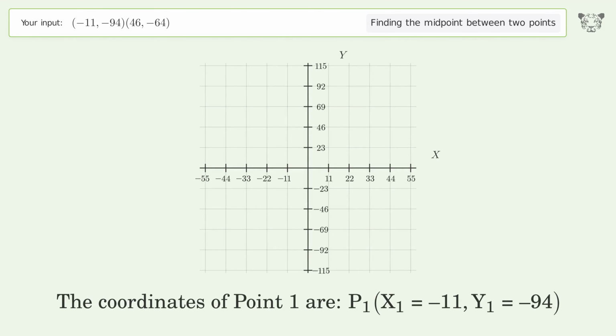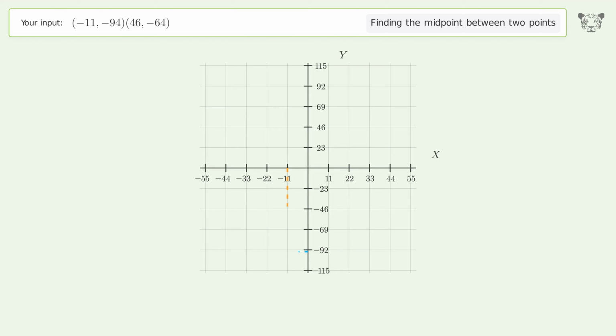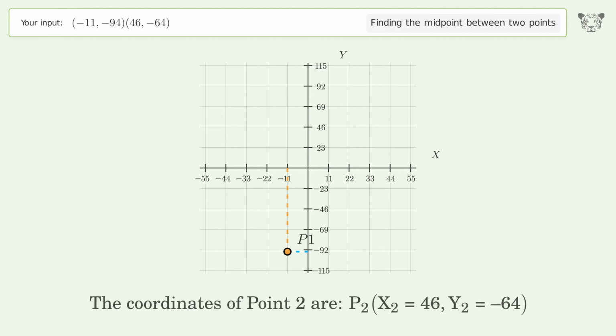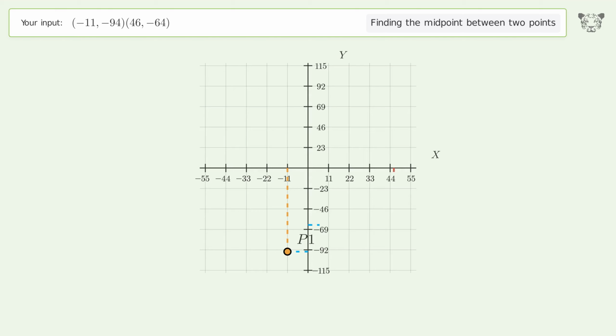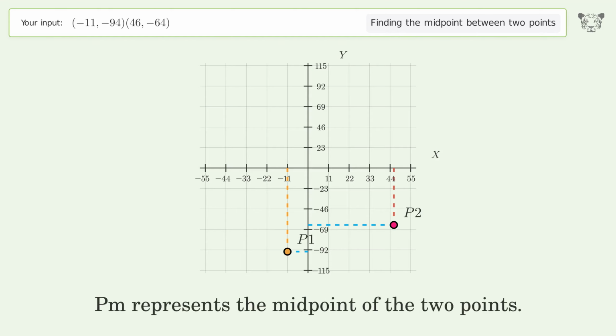The coordinates of point 1 are x1 equals -11, y1 equals -94. The coordinates of point 2 are x2 equals 46, y2 equals -64. PM represents the midpoint of the 2 points.